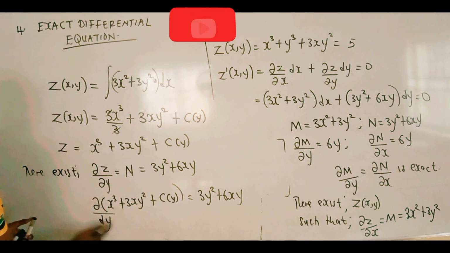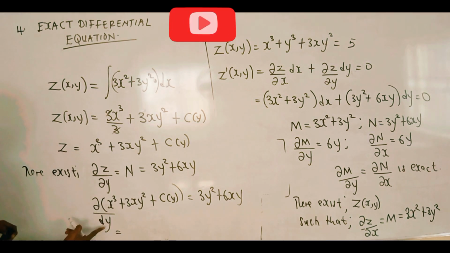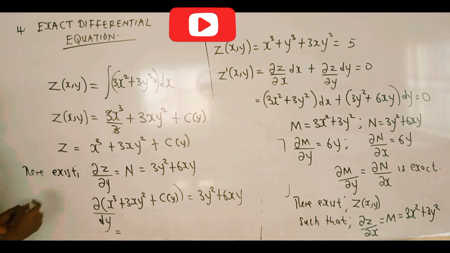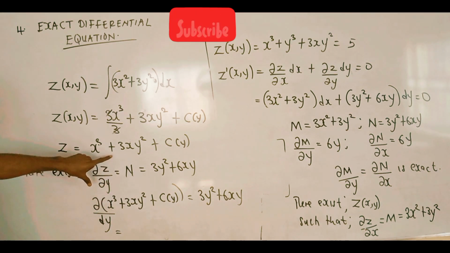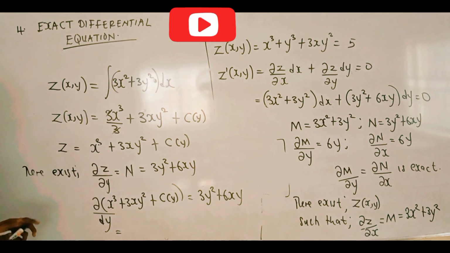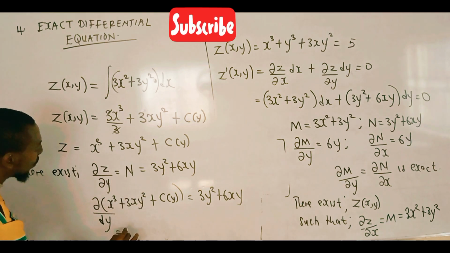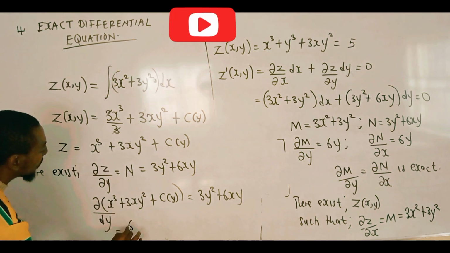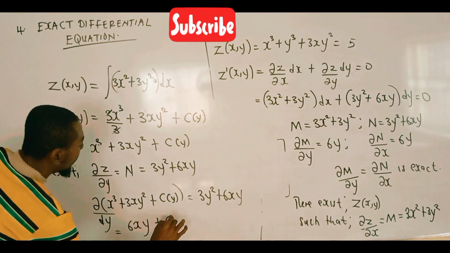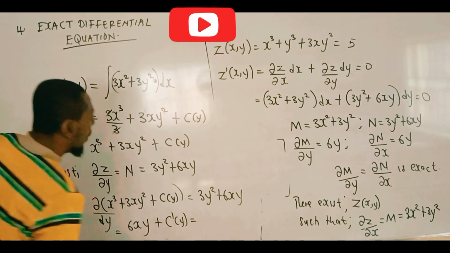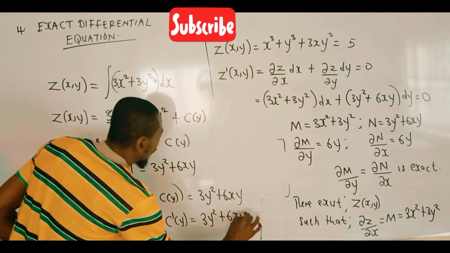So differentiating this with respect to y, this is x, and this is x, it doesn't contain y, of course. Where we are differentiating z, which is this function here, with respect to y, this is off because it doesn't contain y. Differentiating here with respect to y will give us 6xy, okay? Then plus c prime of y, equal to 3y squared plus 6xy, okay?